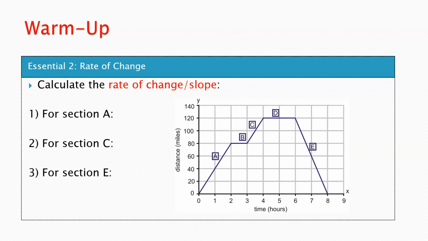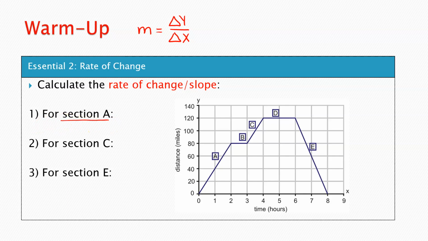Now, there's different ways you could have done this. Remember, rate of change, slope. We use the letter M to represent that, and it's delta y over delta x. It's the change in the y over the change in your x's. So for the first one here, it says find the rate of change for section A.